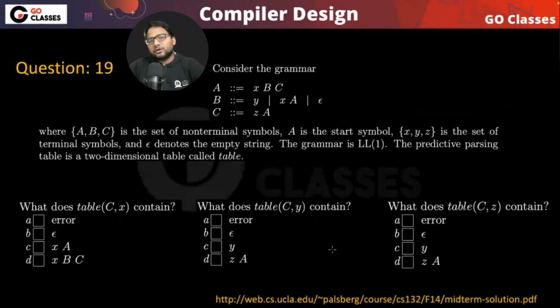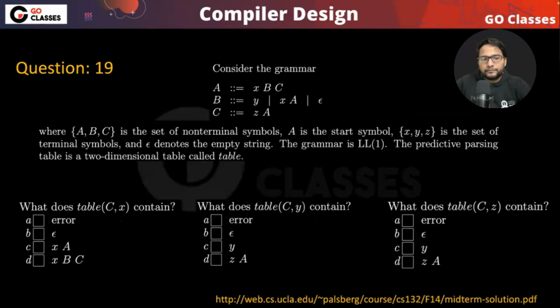Now can you tell me for C also? Just tell me quickly. What does C comma x contain? Error, y, error, z, this one, right? Z, this one. Okay, great.